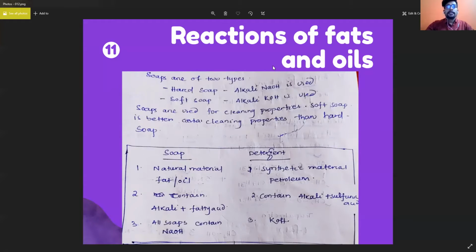Then, if I discuss soap preparation and detergent preparation: for soap preparation, a natural material, fat or oil, is taken, either ghee or any oil like coconut oil. For detergent, a synthetic material, petroleum, is used as a raw material. Soap generally contains alkali plus fatty acid. The main alkali in soap preparation is NaOH. For detergent preparation, the main alkali is potassium hydroxide, and in soap preparation a fatty acid is used, while for detergent sulfuric acid is used. Okay, this is all about saponification.